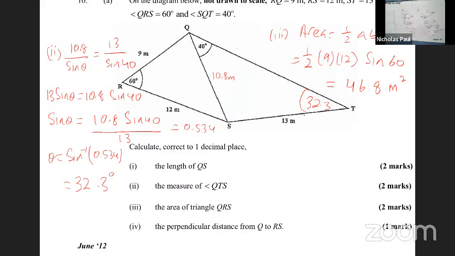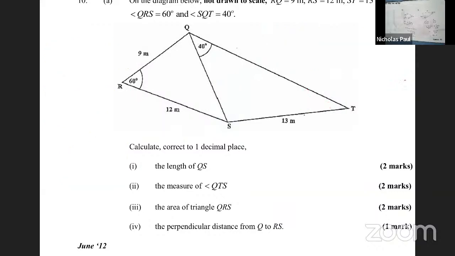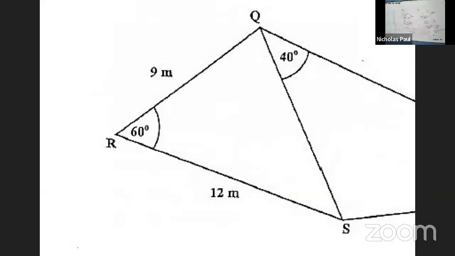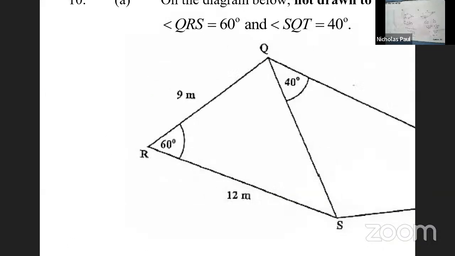So let's draw it. You writing, Diego? You have it already? Okay. So the perpendicular distance from Q to RS. You're basically drawing a line from Q to RS, and the angle here is 90. So what are they asking for? They're asking for the red line.